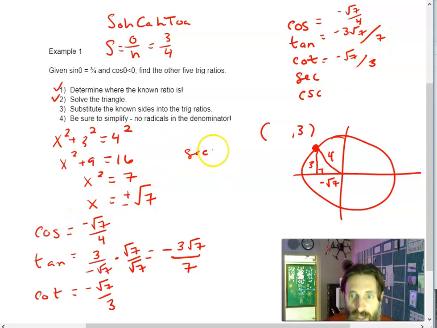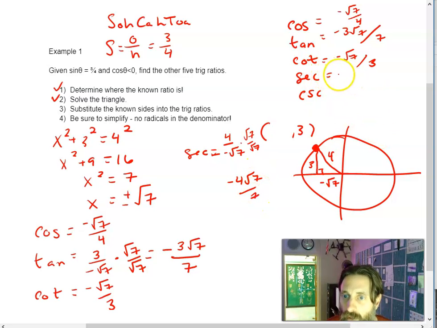Secant, of course, is the reciprocal of cosine. So secant is 4 over negative square root of 7. And again, I can't leave it like that. I've got to get rid of that. So if I multiply both by square root of 7 over square root of 7, I get negative 4 square roots of 7 over 7. Negative 4 square roots of 7 over 7. And last but not least, cosecant is just the reciprocal of sine, and sine is 3 over 4, so this would make it 4 over 3.